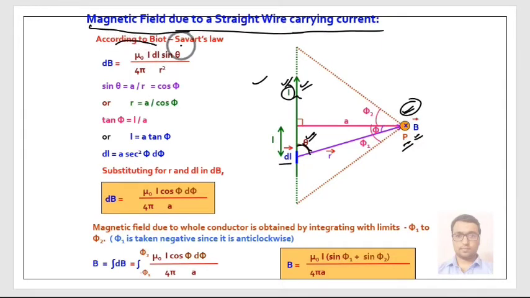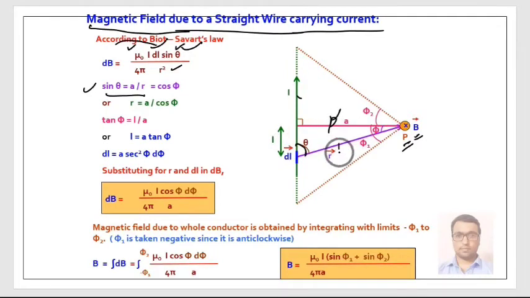Then we know that by Biot-Savart law, dB will become mu naught upon 4 pi, I dl sin theta upon r square, where sin theta is a by r. Here you can understand in the diagram, suppose this length is small a and this angle is phi. Sin theta is this perpendicular upon this hypotenuse. This is your base side. In this triangle you have to observe the things, and this value will be equal to cos phi also, because cos phi is base upon hypotenuse.